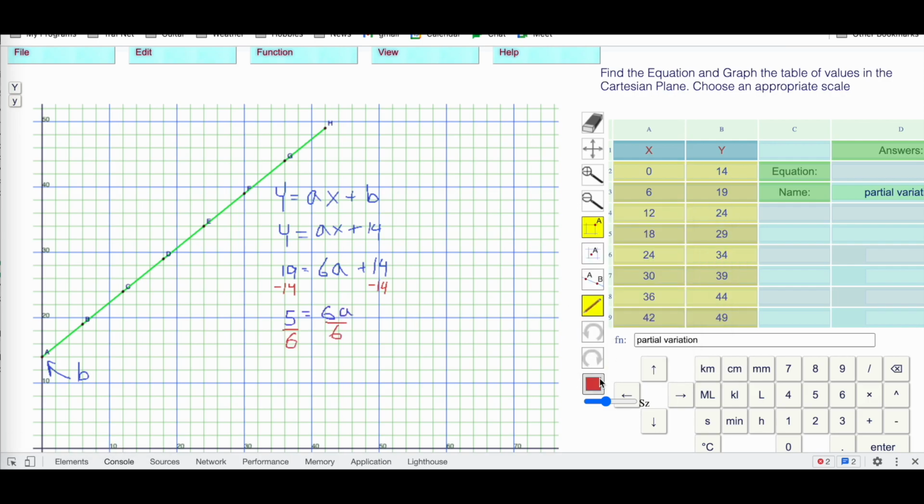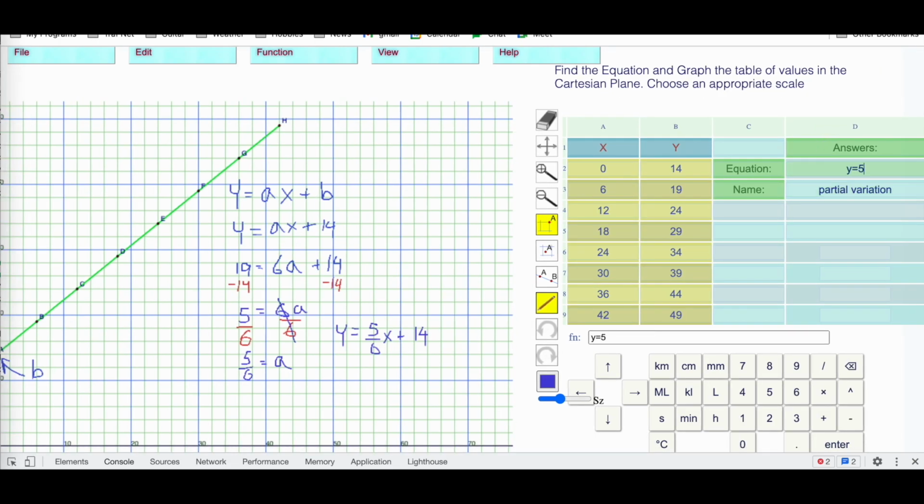A is 5/6. Our equation is y is equal to 5 over 6 times x plus our b value, which is 14. Put that in. y equals 5 over 6x plus 14. And then we press enter to see if we are right.